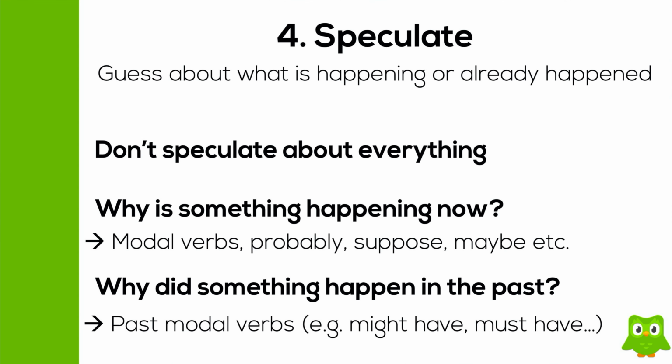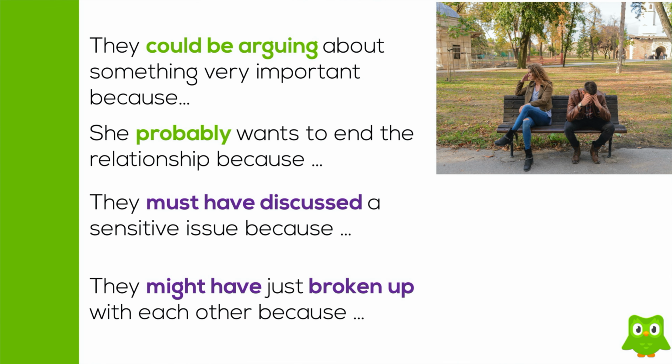And to get a higher score, you want to use lower frequency and more advanced grammar, such as modal verbs, probably or suppose. You could also think about what happened in the past, and how that past has affected the picture now. So for this, you want to use the past modal verbs, like might have or must have. So here are 4 examples. You could say, they could be arguing about something very important because she probably wants to end the relationship because blah blah blah. They must have discussed a sensitive issue because blah blah blah. They might have just broken up with each other because blah blah blah.